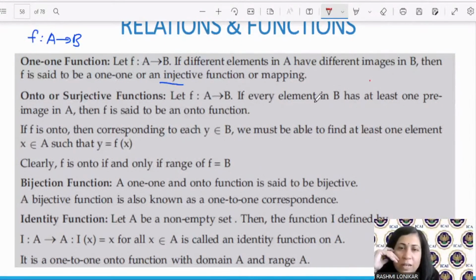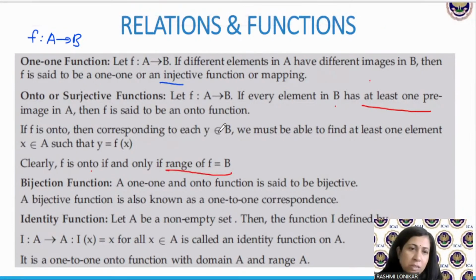Onto or surjective. If f is such that every element of B has at least one pre-image in A, then f is said to be an onto function. I will show with an example also. If f is onto, then corresponding to each y which belongs to B, we must be able to find at least one element in A such that y is equal to f(x). f is onto if and only if the range of f is equal to B. That is, your codomain and range should be the same. Only then you will have an onto function.